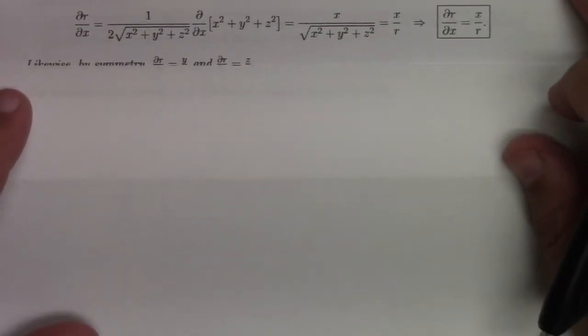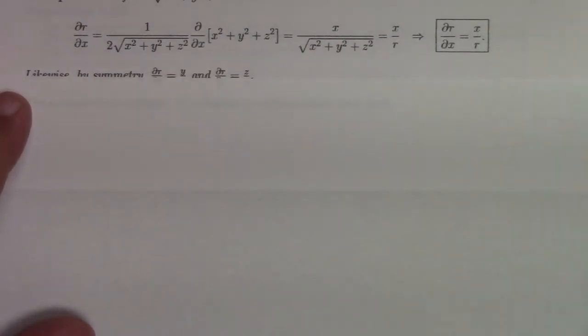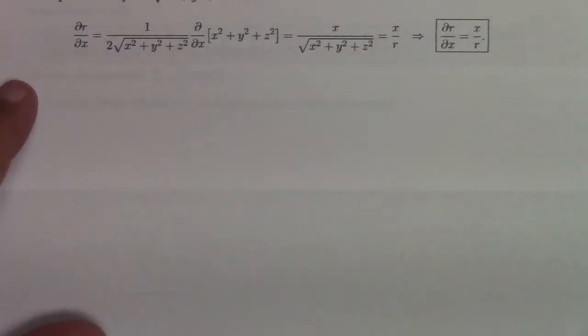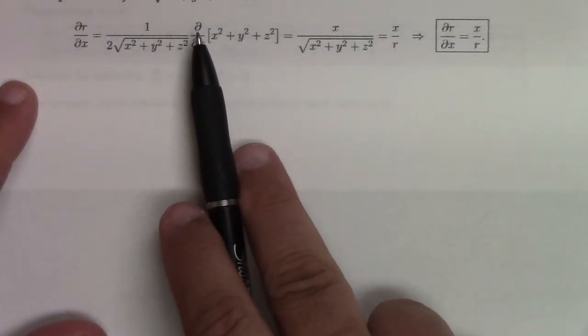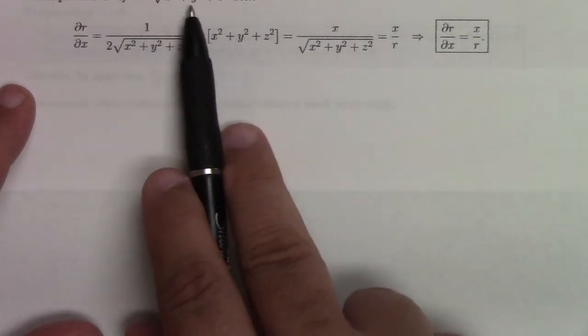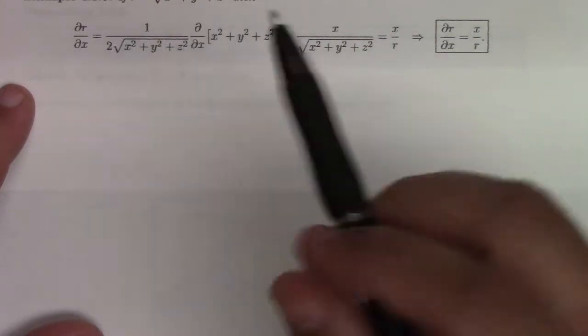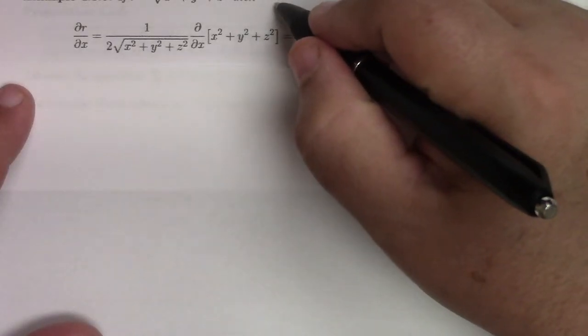Here's a pretty neat calculation. If we take the partial derivative of the distance from the origin function, this is nothing more than the rho, right? This r is equal to rho usually. Usually we set rho equal to the square root of x squared plus y squared plus z squared.